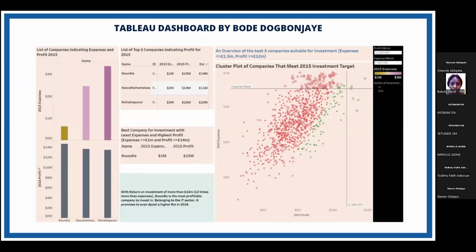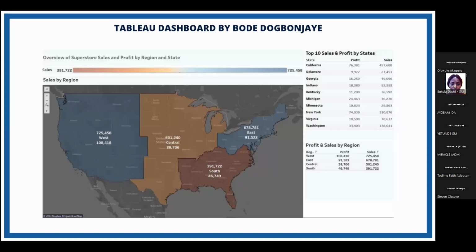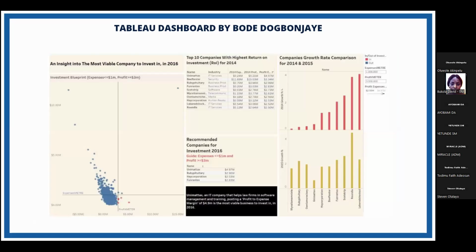The slide is explanatory enough, and it gives an insight into the sales, the profit and expenses. Next slide, please. So this is another dashboard on the Superstore data set, giving insight into sales and profit by region and states. Next slide, please. Yeah, this is another Tableau dashboard by Bode.